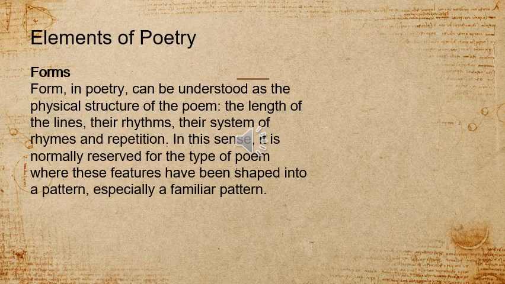Elements of poetry. Forms. Form in poetry can be understood as the physical structure of the poem, the length of the lines, their rhythm, their system of rhythm and repetition. In the sense, it is normally reserved for the type of poem where these features have been shaped into a pattern, especially a familiar pattern.